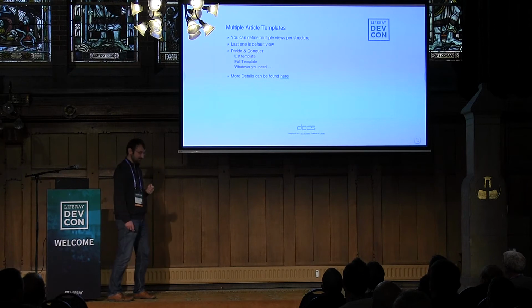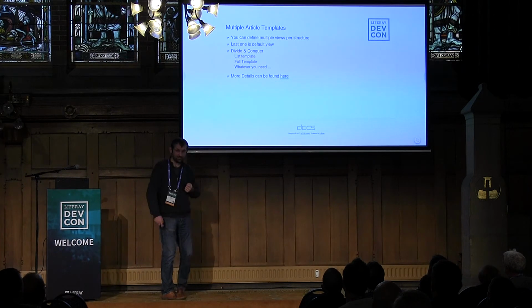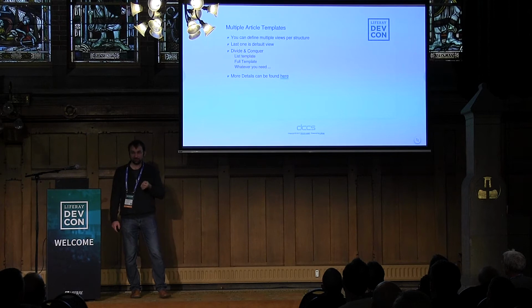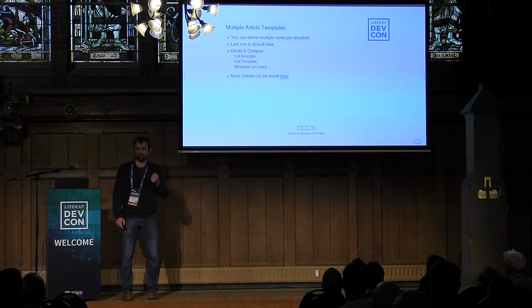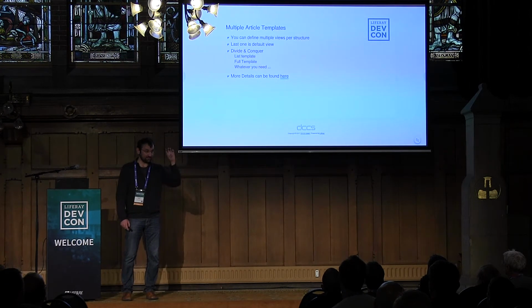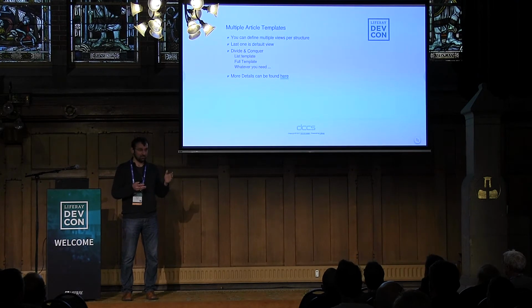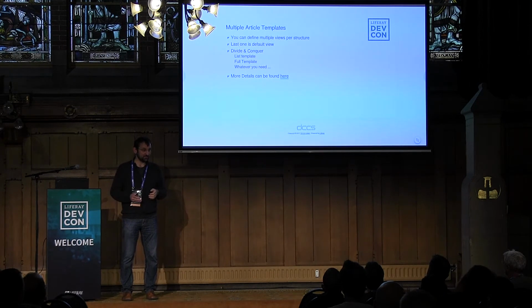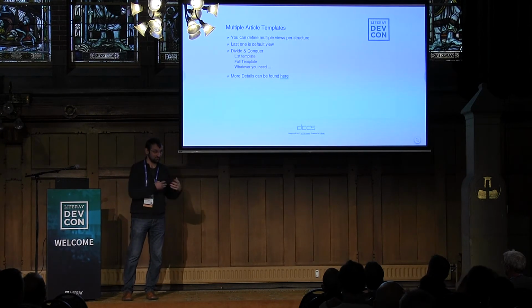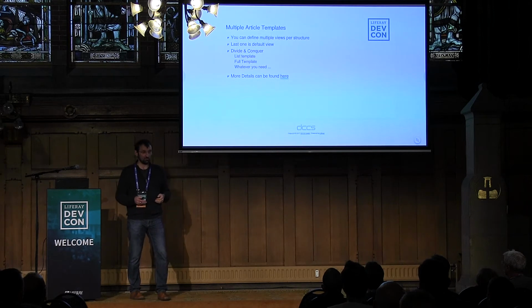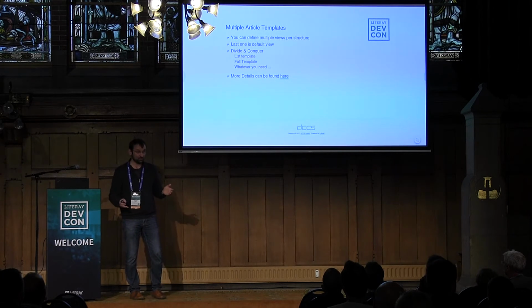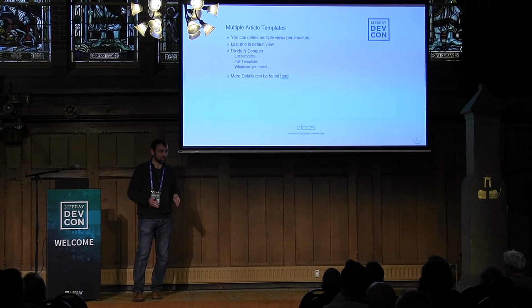So, multiple article templates. What a lot of people don't know is you can actually create multiple templates per structure. The last one is the default template, so you could create a list item template and a full content template. Or, I don't know, I want to put the content in a JSON item to use in JavaScript, or whatever I want to do with it, based on the context.